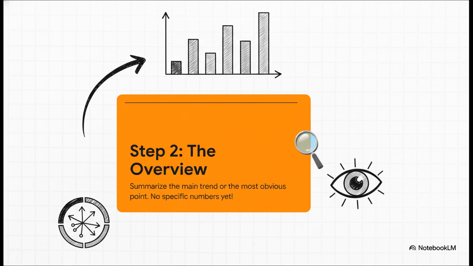Okay, on to step 2, the overview. And guys, this might just be the most important part of your whole answer. Seriously, this is where you kind of zoom out and just describe the big picture. Ask yourself, if I just glance at this, what's the most obvious thing I see? And here's the absolute key. No numbers yet. Not a single one.